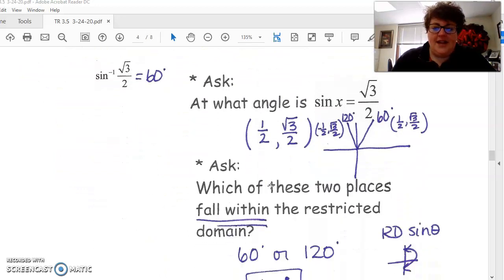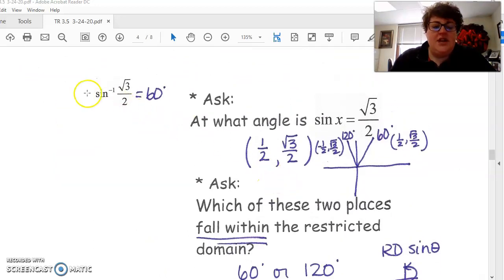Okay, so let's try it. I kind of gave you some questions here. So the question is the inverse sine of root 3 over 2. So the question is at what angle is the sine root 3 over 2? So we have 2 spots so we can create that coordinate. If sine is root 3 over 2, that means my cosine has to be 1/2, because if we think about our coordinates, that's the buddy system. That's the cosine and sine that go together.